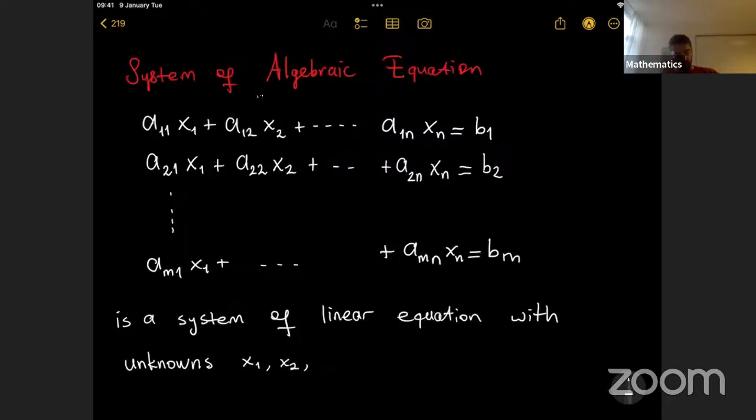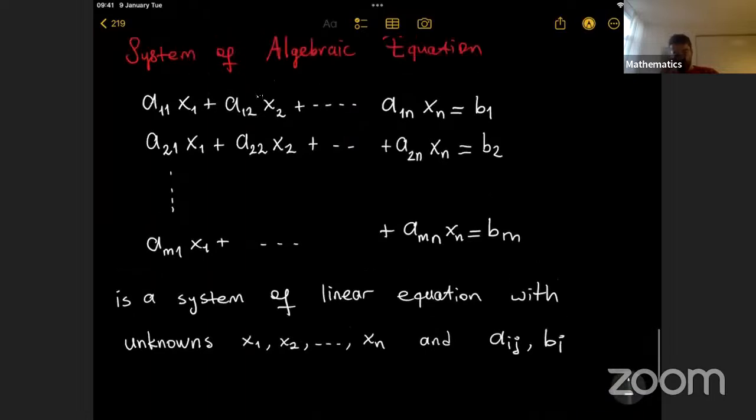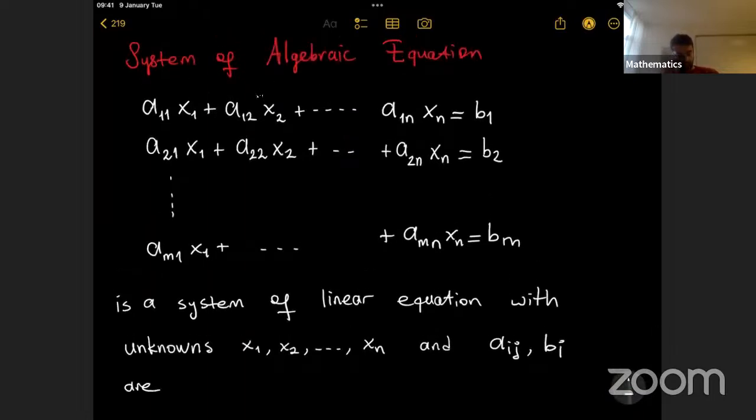X1, X2, Xn, and here aij and bi are constants. Okay. And you want to solve this system of equations for x1, x2, and xn. So what are x1, x2, xn that satisfy these equations? You are given these constants, aij and bi, and you would like to solve this system of equations.